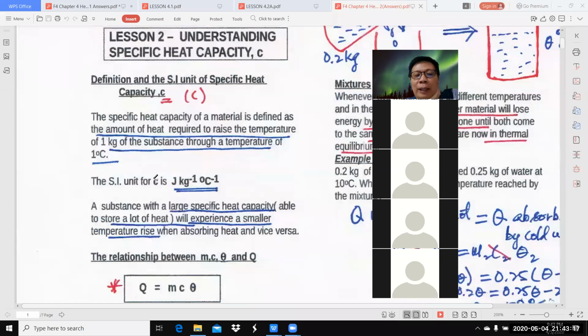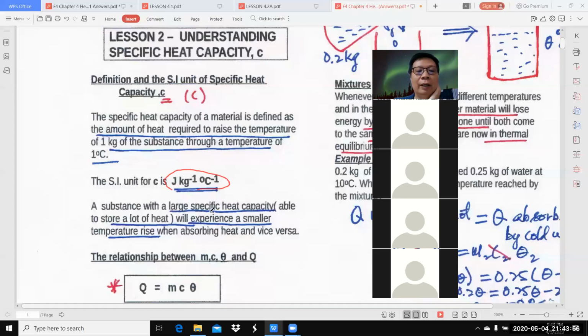The SI unit for specific heat capacity is joule per kilogram per degree. This unit is very long, remember, no? Joule per 1 kilo per 1 degree. That's why we put joule per kilogram per degree Celsius. Always remember it. You remember the concept: how much energy is needed to increase the temperature of 1 kilogram of this substance by 1 degree? So the unit is joule per kilogram per degree Celsius. Per 1 kilo, 1 degree. Okay, remember this unit.